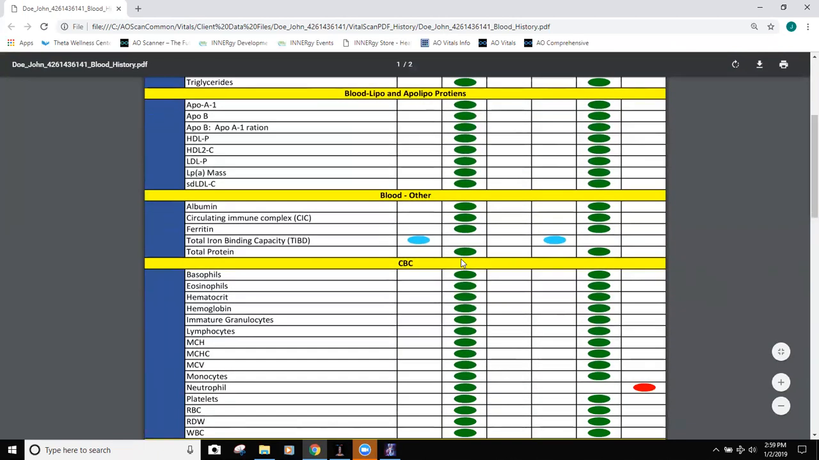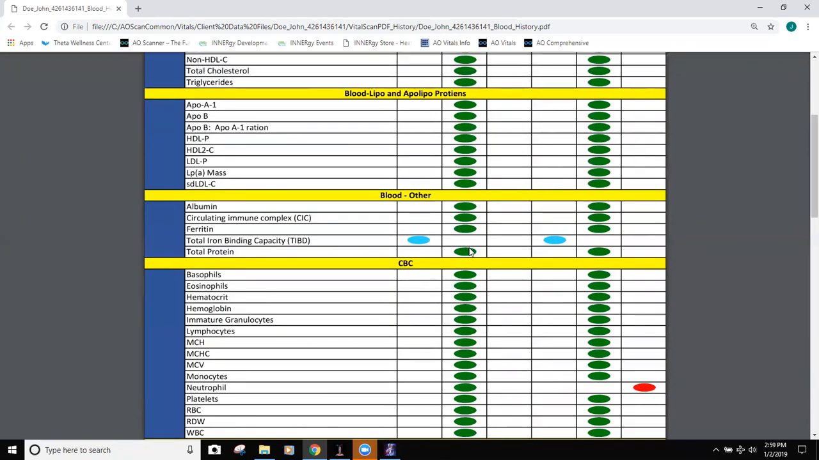Our first one that shows up as a little bit low, total iron binding capacity. All of those, that particular score is rather low. It was in the first time, it's also in the second time. So this might be something that's more physical or chemical in the body.